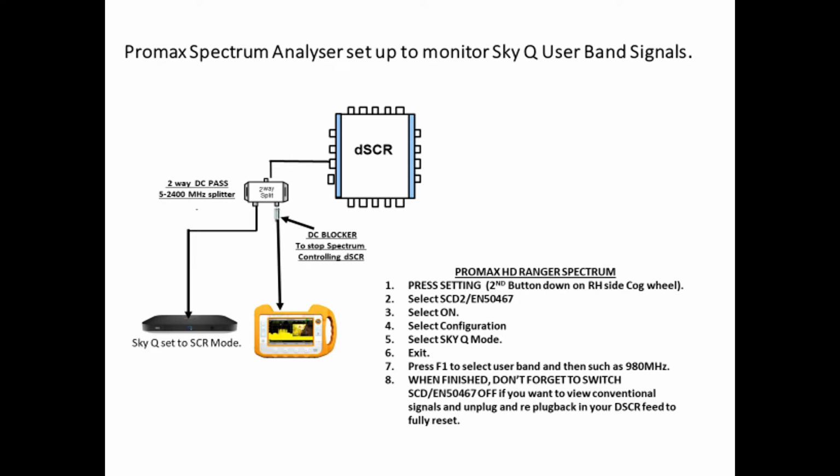Come out of that menu, and then you can press F1, and at the top there you see user band, and if you select 980, that is a common one to look at, especially when you first turn on the Sky Q box. That is one of the early user bands that it uses. The next one up is 1030, which is 50 megs further up the band. That will come into operation as well.